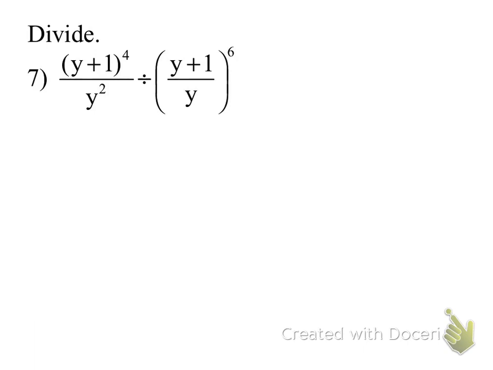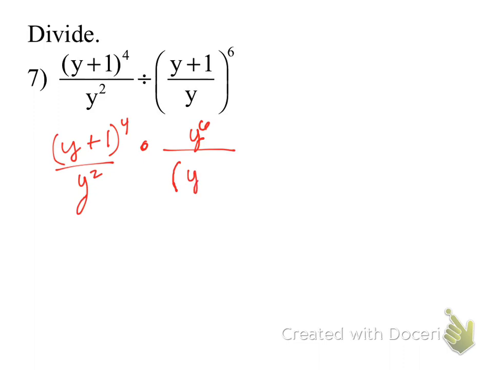So step 1, we're going to multiply by the reciprocal, right? And this is going to become what on the top? For the second fraction, what's it going to be? Y over y plus 1. No, do more than that. Y to the what? Oh, y to the 6. Over? Y to the 6. Oh, no. Not y to the 6. Over y plus 1 to the 6.